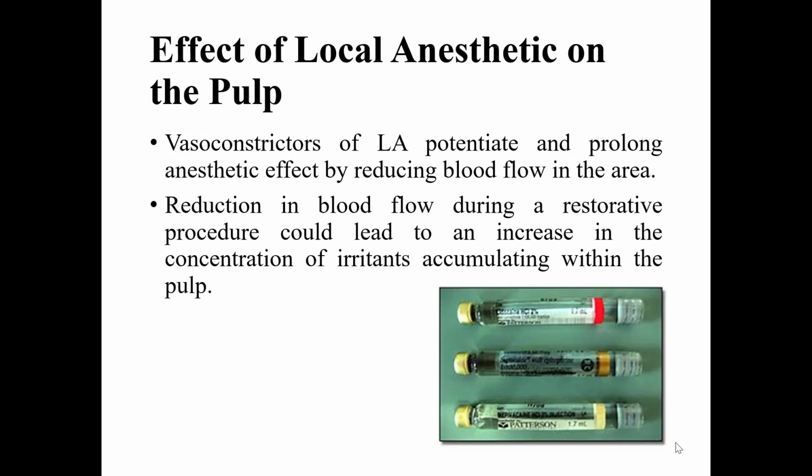فعندنا effect of local anesthetic on the pulp. مثل ما تعرفون local anesthesia supplied with a vasoconstrictor. Action أو advantage of vasoconstrictor to potentiate and prolong anesthetic effect by reducing the blood flow in the area. A reduction in the blood flow during a restorative procedure could lead to an increase in the concentration of irritant accumulating within the pulp. فالeffect of local anesthesia واضح نتيجة وجود الvasoconstrictor in the local anesthesia.